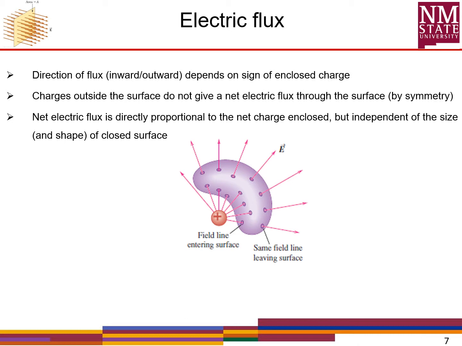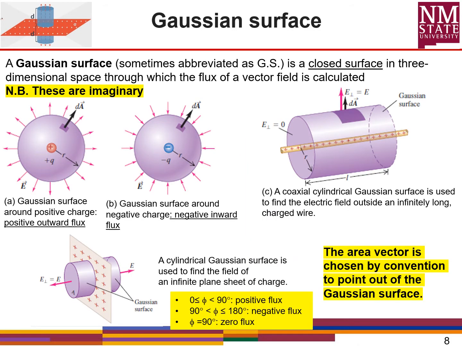Here is our surface, and here we have a positive point charge, and you can see the electric field lines going like this. But the net flux through this surface is equal to 0 because this inward flux cancels with this outward flux. And the last point is that net electric flux is directly proportional to the net charge enclosed, but independent of the size and shape of the enclosed charge. So that's the last example. Now let's move to Gauss's law.